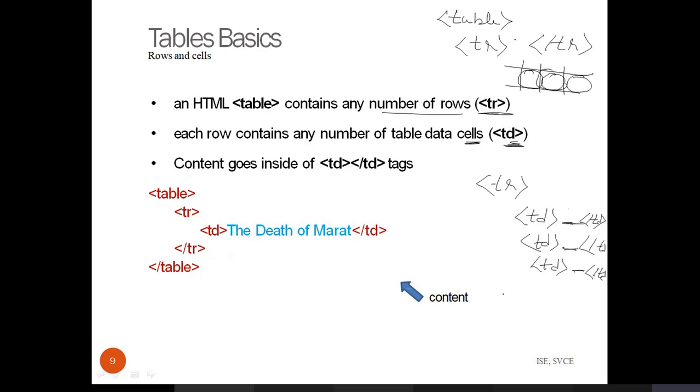Once the three cells are there in the single row, you need to end the row. In case there is another row in the table, you have to once again start the table row, followed by the td tag. So this is how you need to create the table structure. You're going to use table, then table row, then table data.